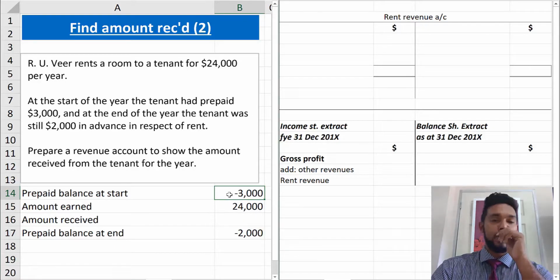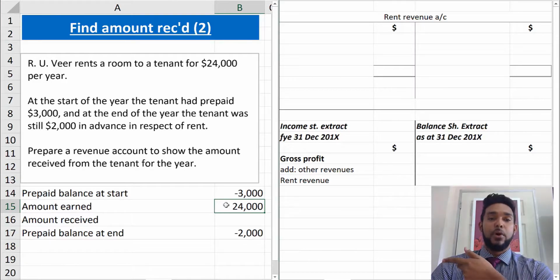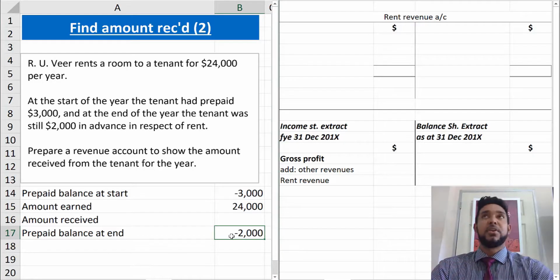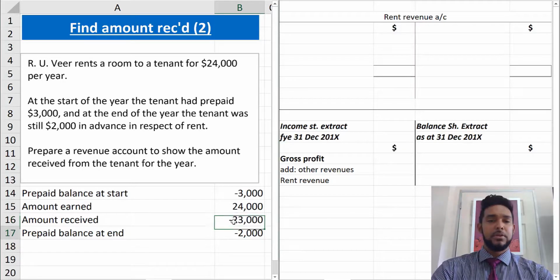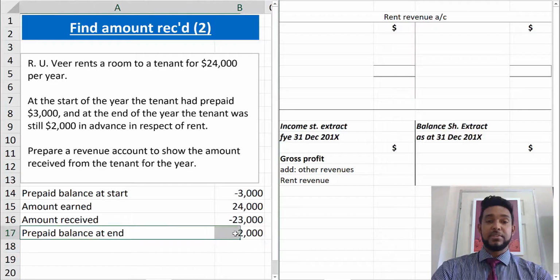Okay, so if they had prepaid $3,000 last year and they need to pay us $24,000 for this year, it means that they only have to pay us $21,000 for the current year. Now, how much ever they paid us, they still ended up being $2,000 over. So if they owed us $21,000 and then they paid us an amount and it was still $2,000 over, it means they paid us $2,000 more than was owed, which should be $23,000. All right, let's take that out. Let's add it back up. And we get back the same $2,000 there.